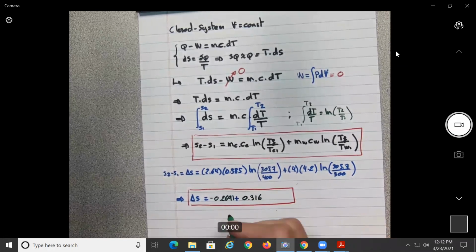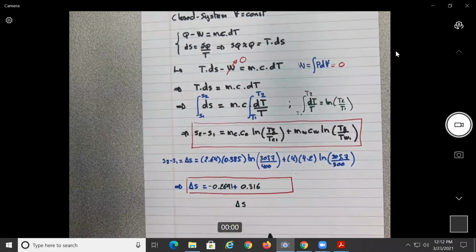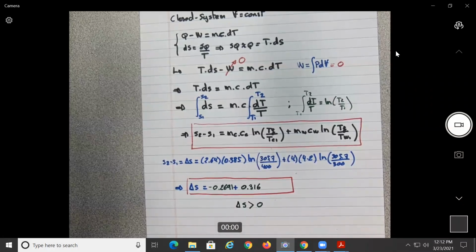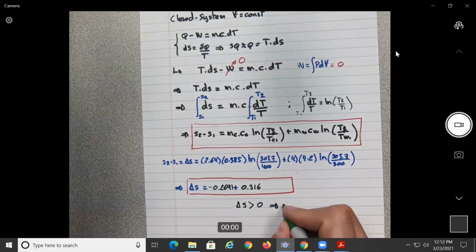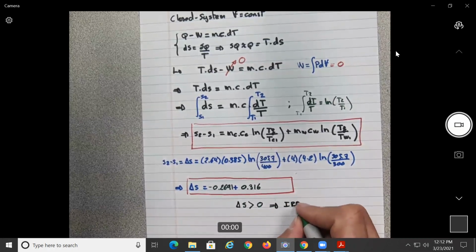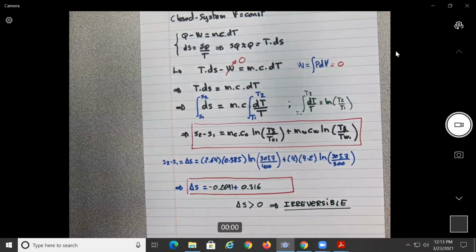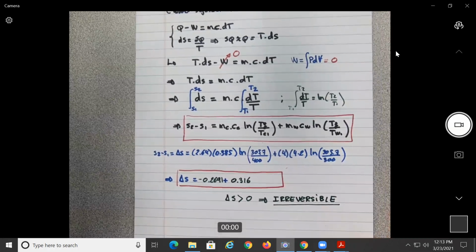316. So basically here, if you want, you can give me the difference, but I'm not that interested. It is higher than 0, meaning that this process is non-reversible, or irreversible. Okay, so I hope this problem was a good reminder of what we're doing before the exam.